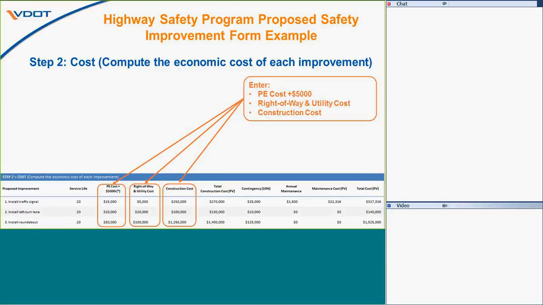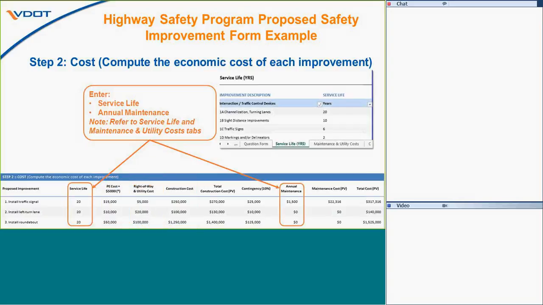Now we'll walk through very briefly a step-by-step of entering that cost information. So first you enter the PE cost of $5,000, so you're adding that $5,000 to it. And that's basically for the HSIP staff to administer and track the program. Then you enter right-of-way and utility costs, and then construction costs. So those are all separate entries.